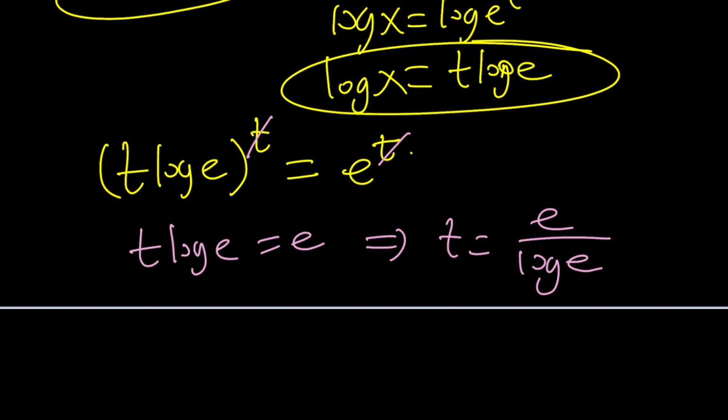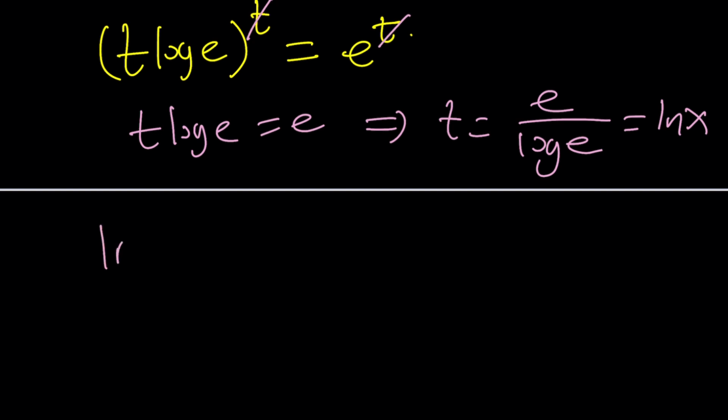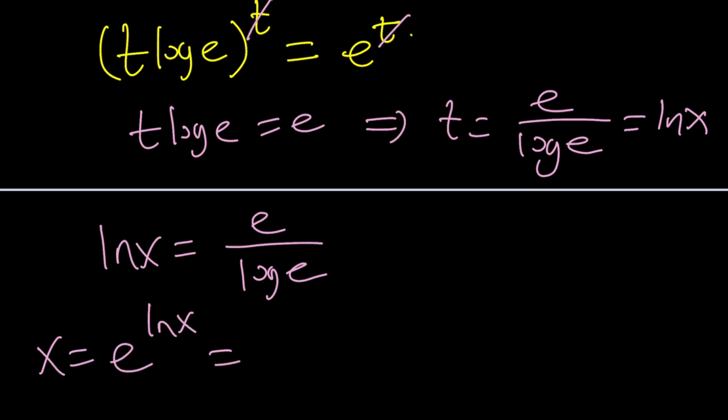Interesting. So would that be the t value? Yes, but t is equal to ln x, so we kind of have to do e to the power both sides. So ln x is e over log e, but x is e to the ln x, which is e to the e over log e.